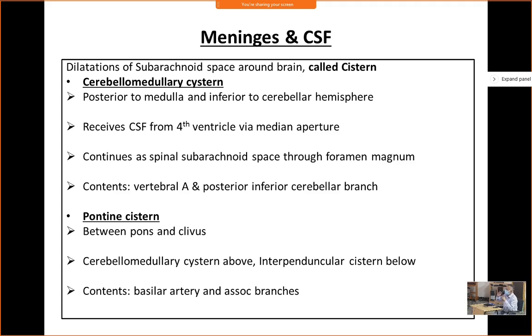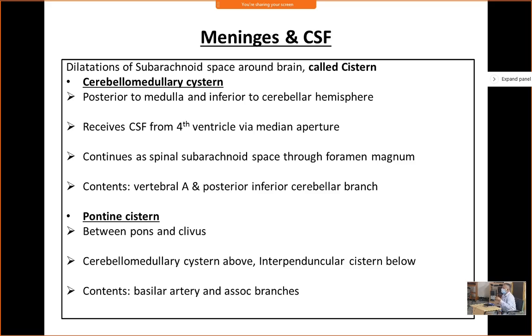So, between the pons and the clivus, here we are having the pontine cistern. The cerebellomedullary cistern is above, and the interpeduncular cistern is below. Interpeduncular will be at the level of your pituitary fossa. So your cerebellomedullary cistern will lie above, then the interpeduncular cistern will be below. In between those two, we are having the pontine cistern.